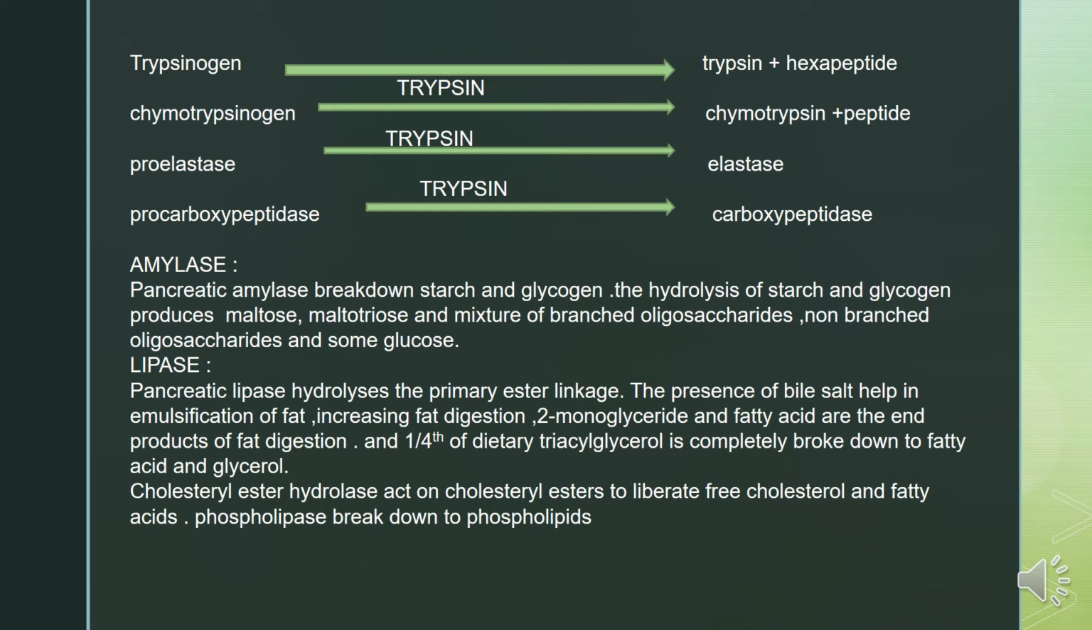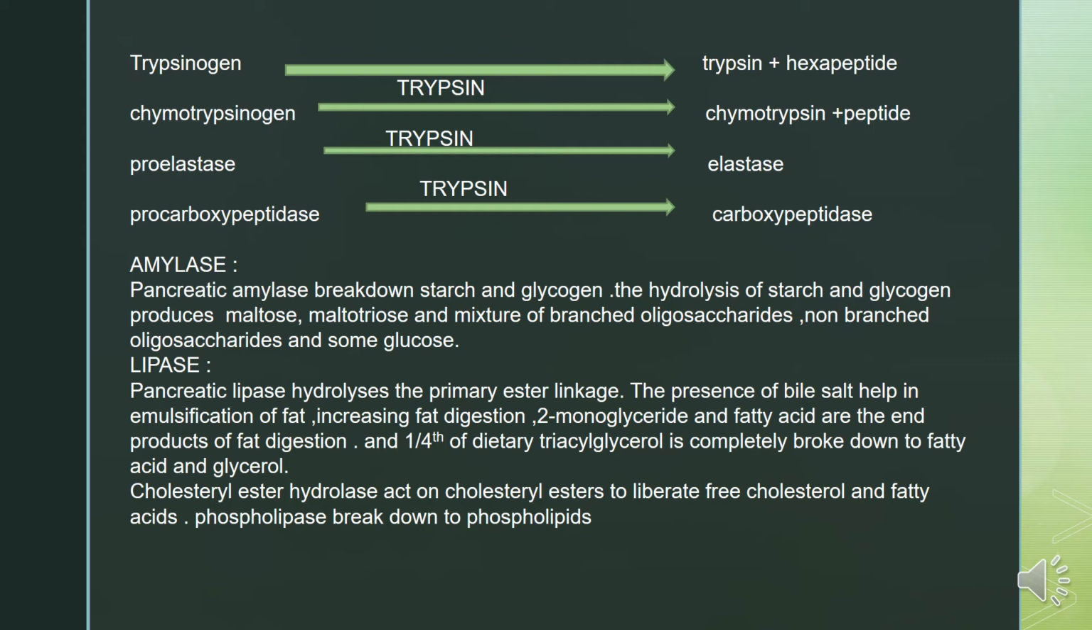Amylase. Pancreatic amylase breaks down starch and glycogen. The hydrolysis of starch and glycogen produces maltose, maltotriose, a mixture of branched oligosaccharides, non-branched oligosaccharides, and some glucose.